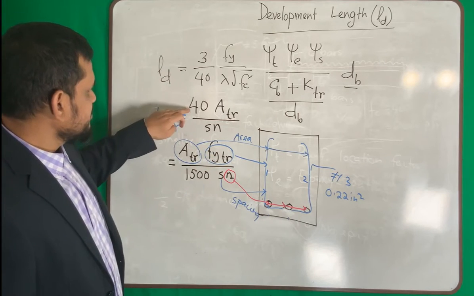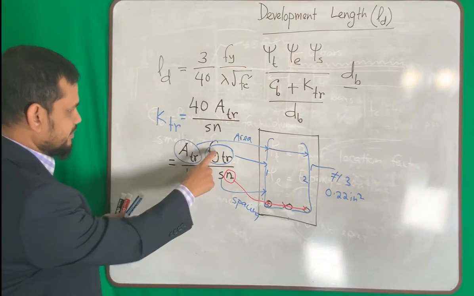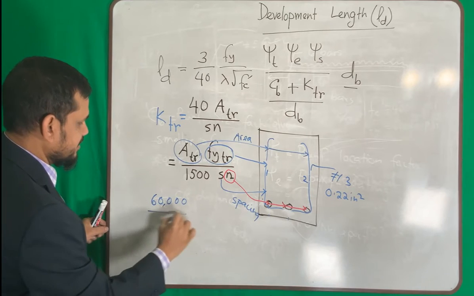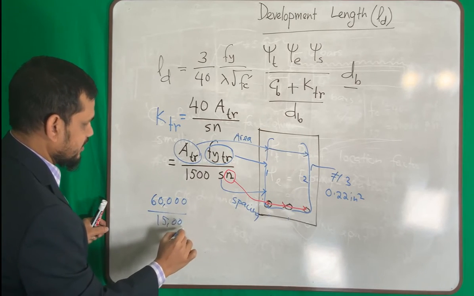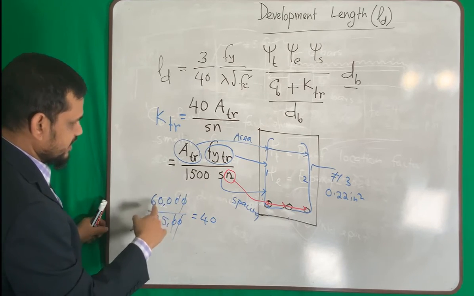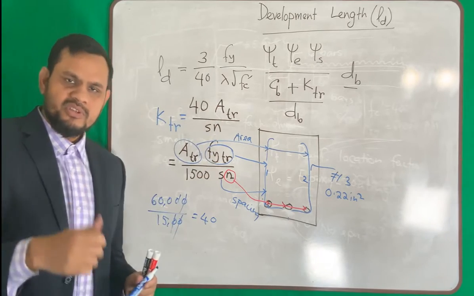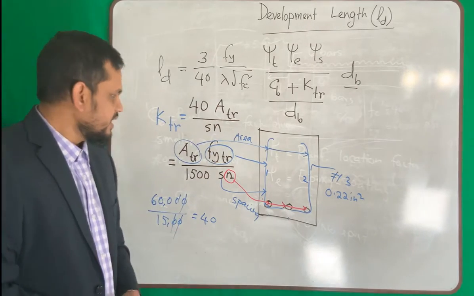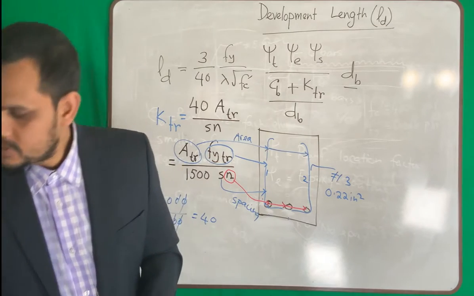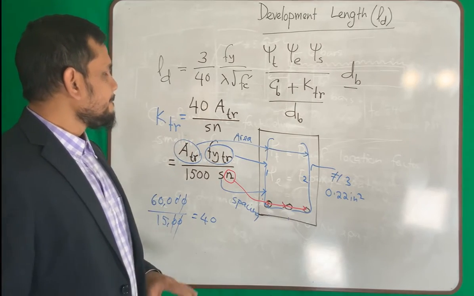Now, if you use this equation, if this is 60,000 divided by 1500, that is actually 40. So you can use this equation or you can use this equation. Both equations will be equal if your fy is 60,000. Typically fy is 60,000 psi. So you can use either equation.